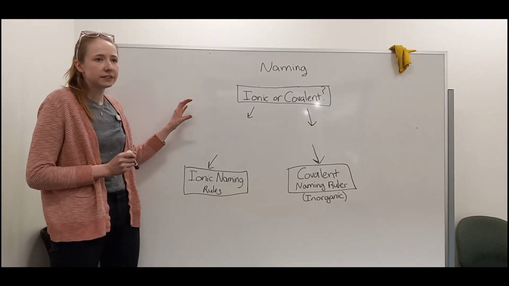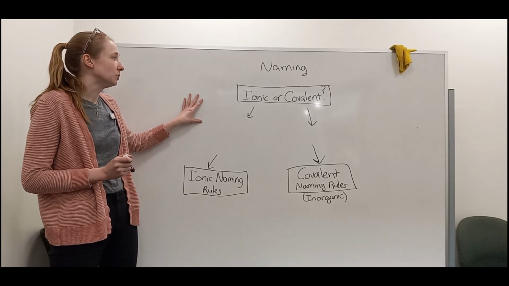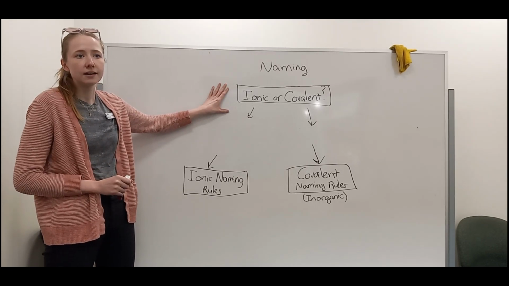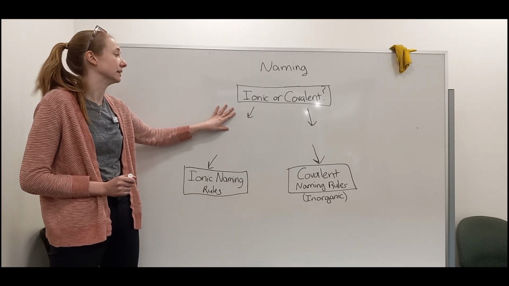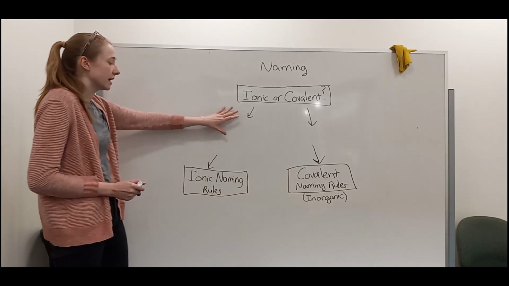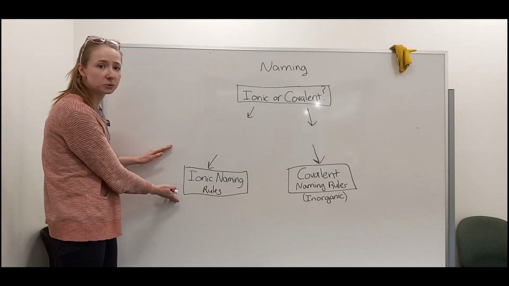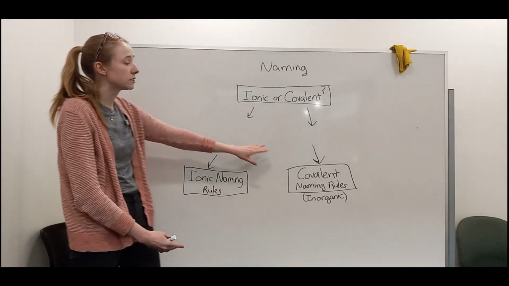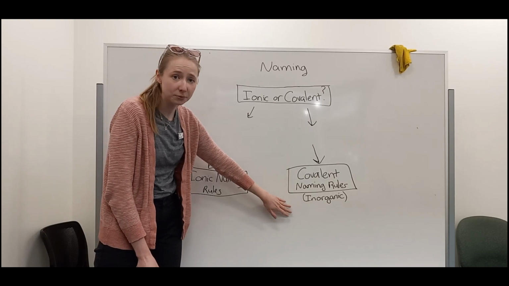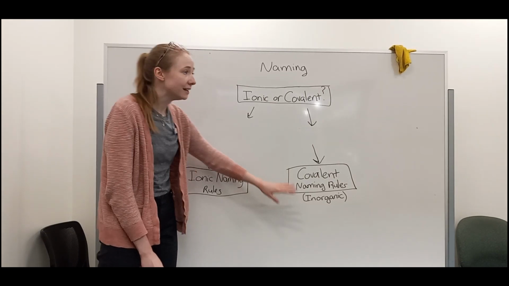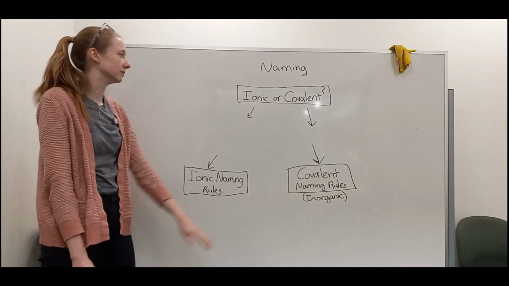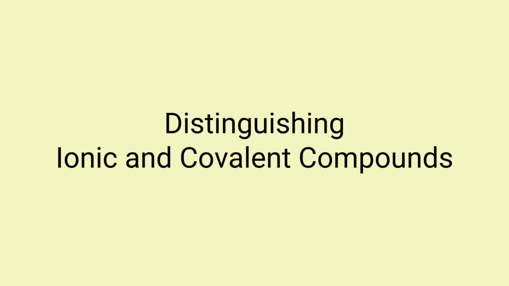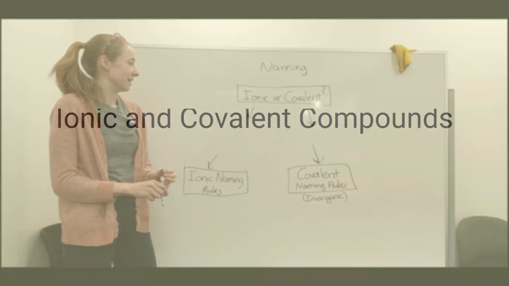So the first thing that you need to do when you are naming a compound is determine whether or not it's ionic or covalent. Because if it's an ionic compound, we're going to use the rules for naming ionic compounds. If it's a covalent compound, we're going to use different rules to name it. So we need to be able to distinguish whether it's ionic or covalent, and that's what this video is going to focus on. So how can we tell if something is ionic or covalent?